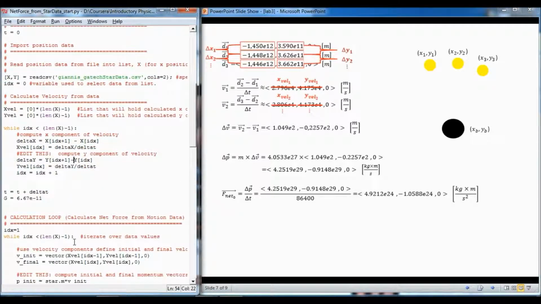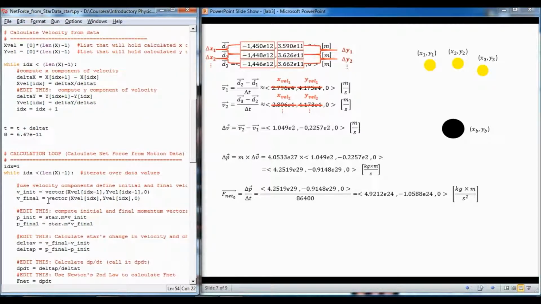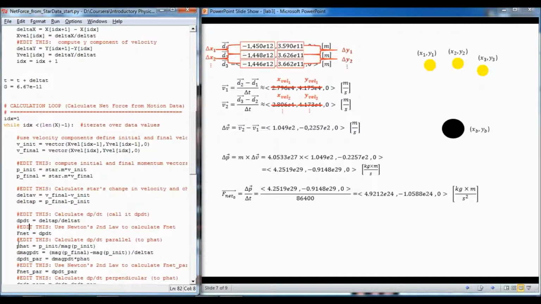Okay, next there is another while loop. This while loop does some more calculations for all the observations. I did these calculations for only the first three observations. The initial velocity in my case is V1, the final is V2, delta V is right here, delta P is right here, and F net is given from this equation.